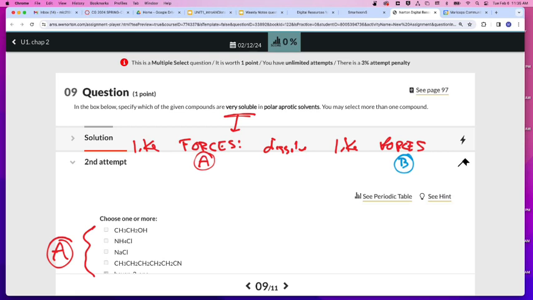Solubility is really just asking you to look at one thing. You have to see the other thing given in the question, which means you have to be very careful about reading through that process. Okay? So back to our question, we're looking at polar aprotic solvents.